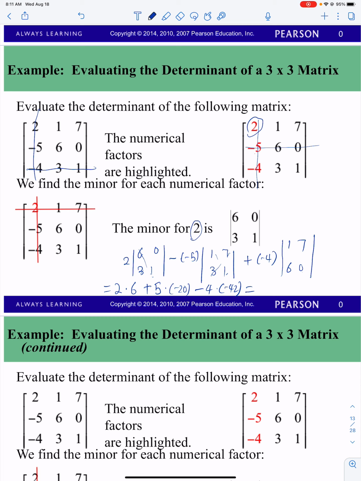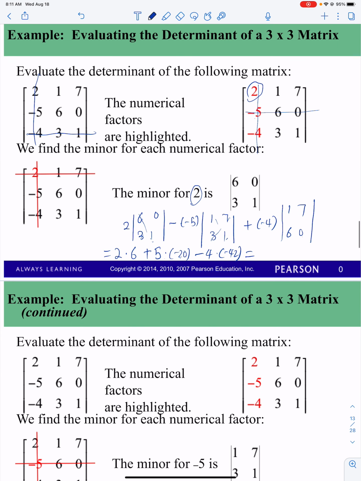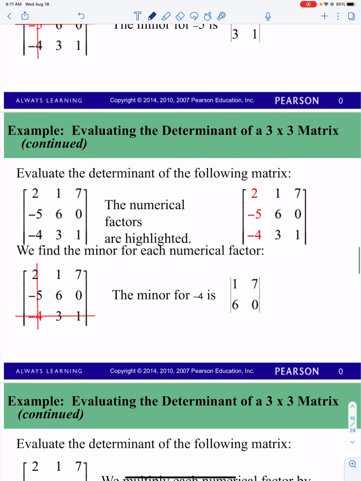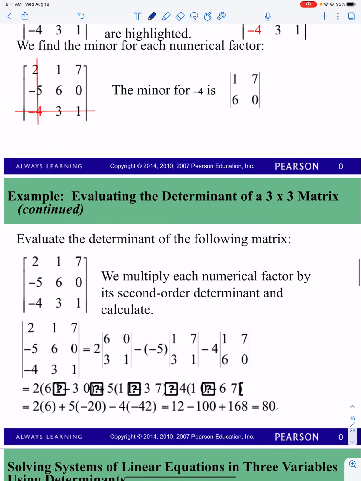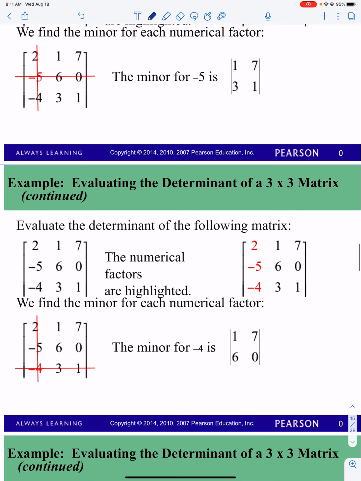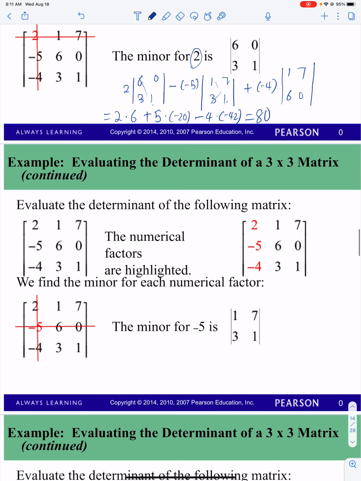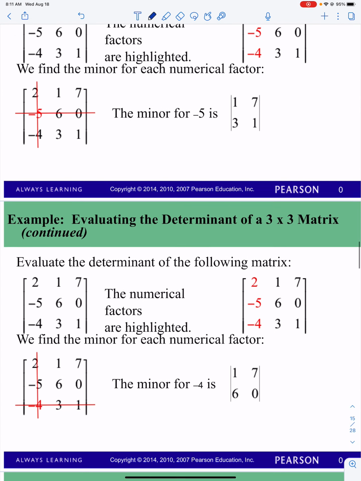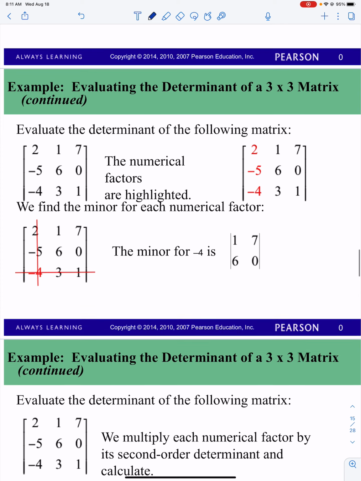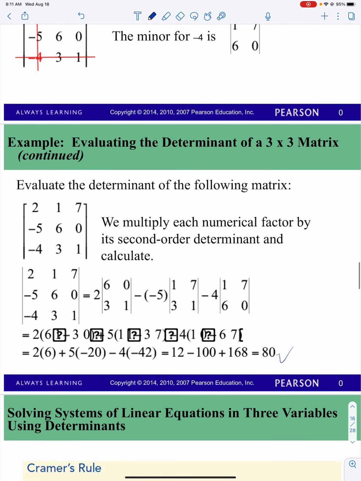So what do you have? Negative 12 minus 100 plus 168. So it's 68 plus 12. It should be 80. Okay, you can do the calculations. Let's check the answer. Oh, good. So we have the answer is 80. Okay, so we just did it very quickly, we do not need this many slides.